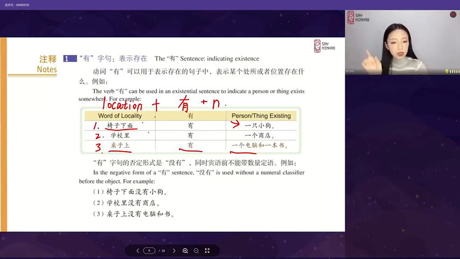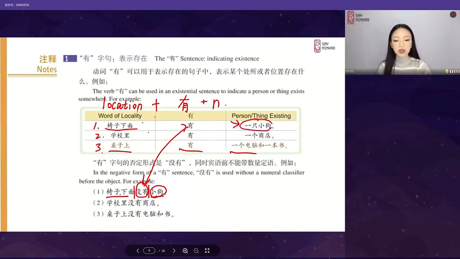And when we are using the negative form of 有, which is 没有, there is something we need to pay attention to. For example, 椅子下面没有小狗. Let's see the difference. First, 没有 is the negative form of 有. Next, the location is the same, 下面. Next, let's see 小狗 and 一只小狗. What's the difference between them?